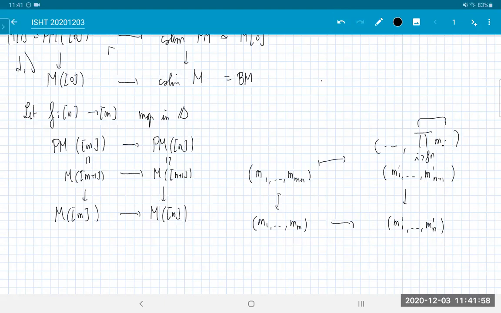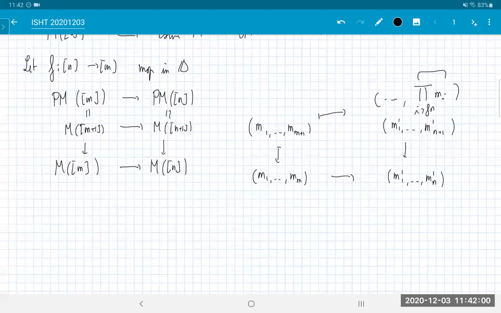So concretely, let's first reduce to the case where n is 0, where maybe it's clearer. So I can write n as the disjoint union of n minus 1 and n.